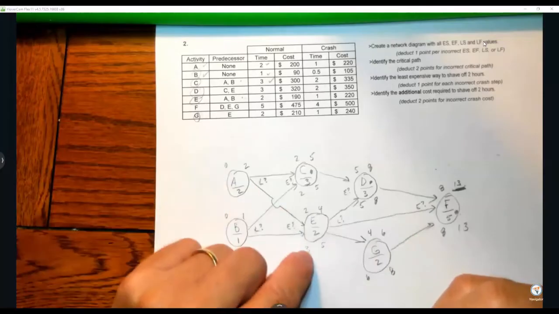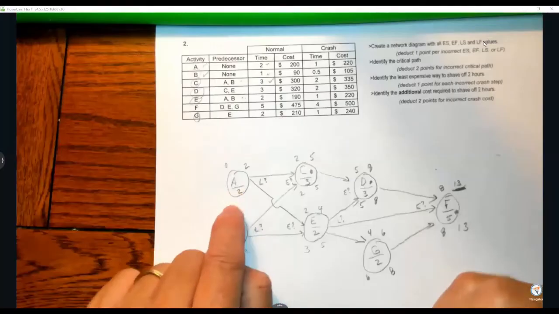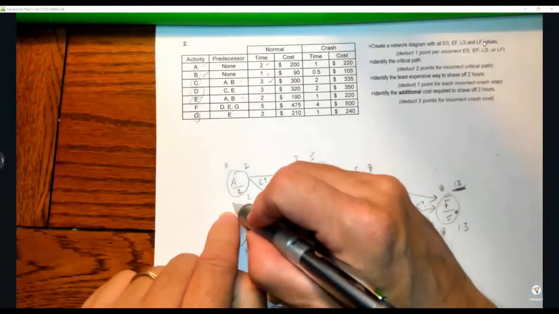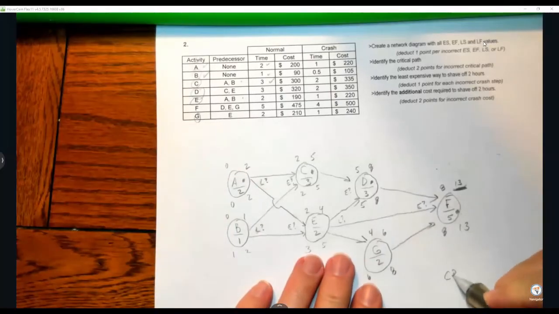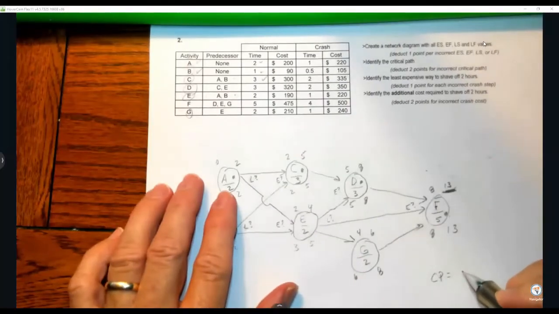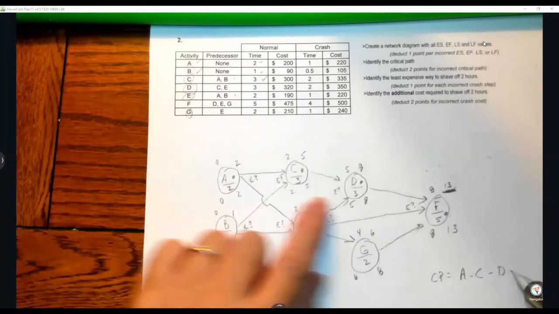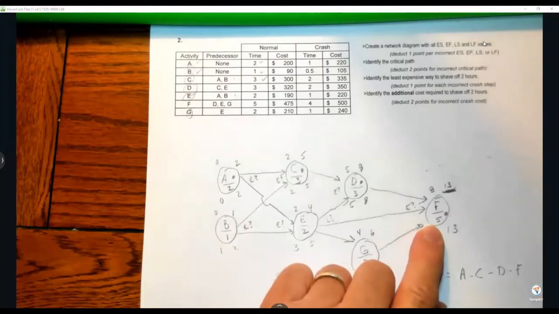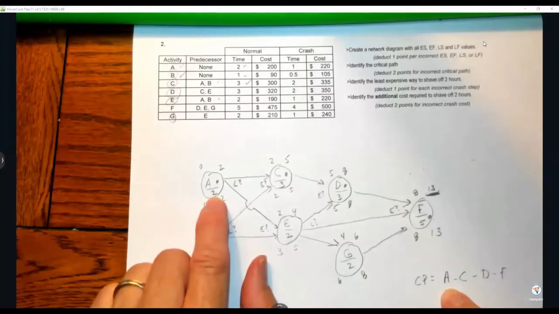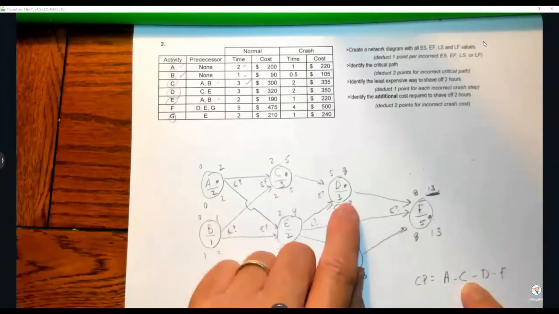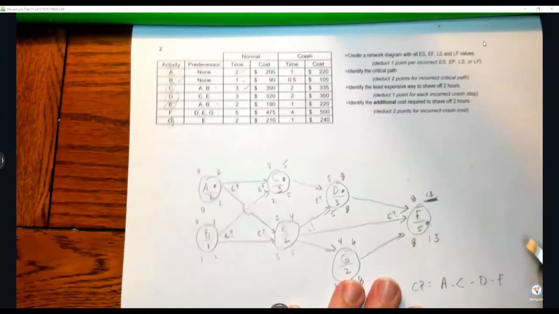This one's going to be the same. We have 3 coming into here. We have 2 coming into here, so we do 2. 2 minus 2 is 0. And our critical path is A to C to D to F. If we did that right, we should come out to be 13. So what's A? A is 2, plus C is 5, plus 3 is 8, plus 5 is 13. So that sounds right.